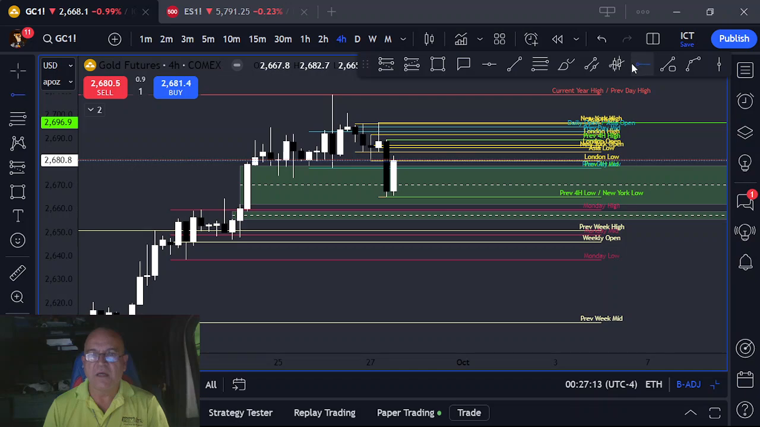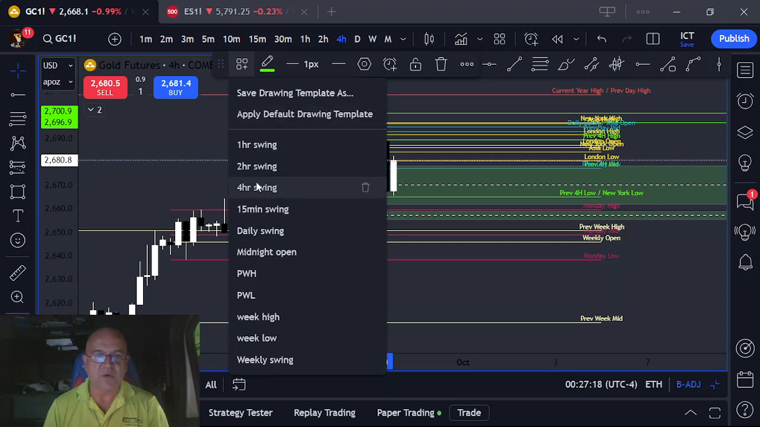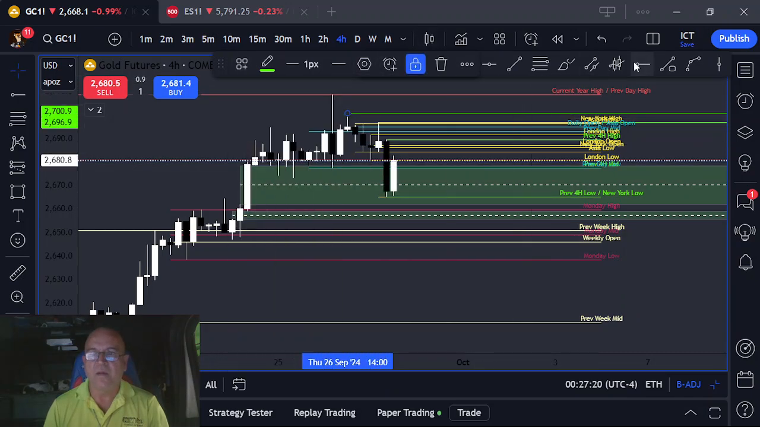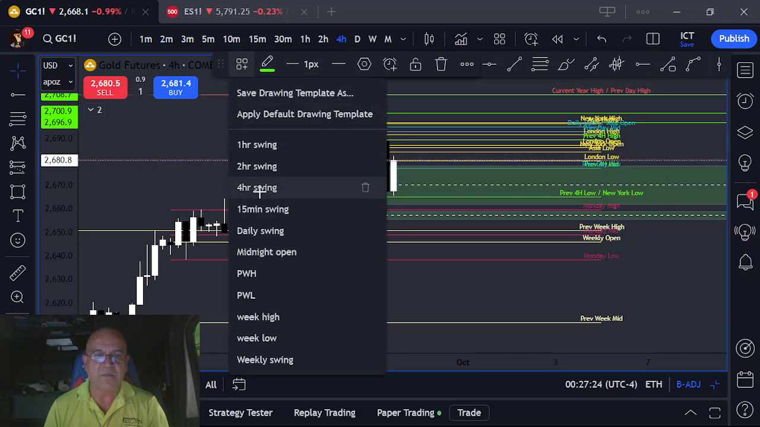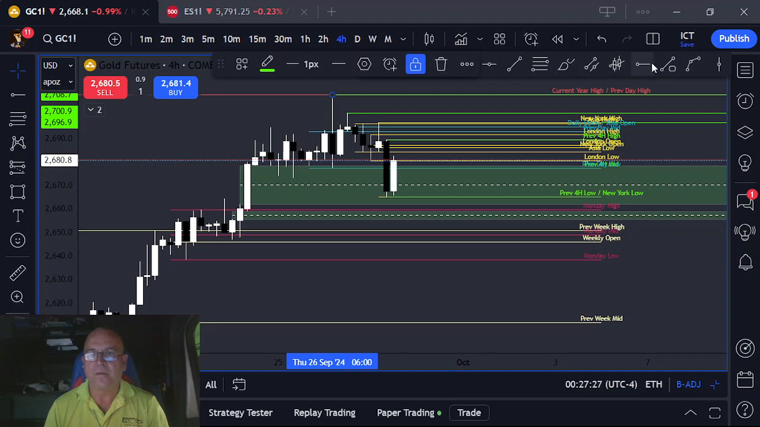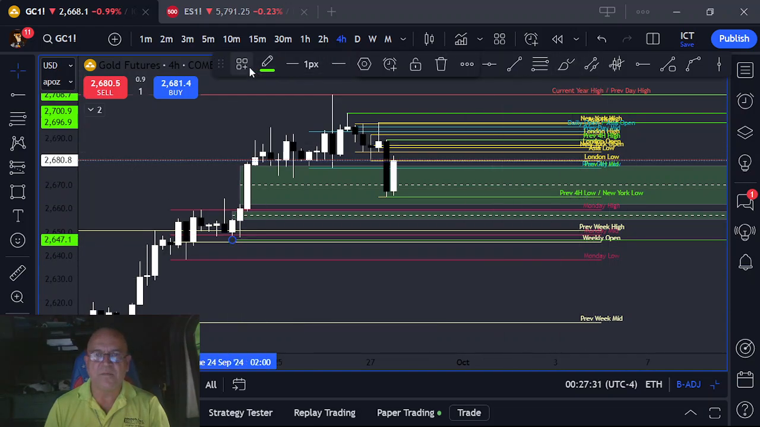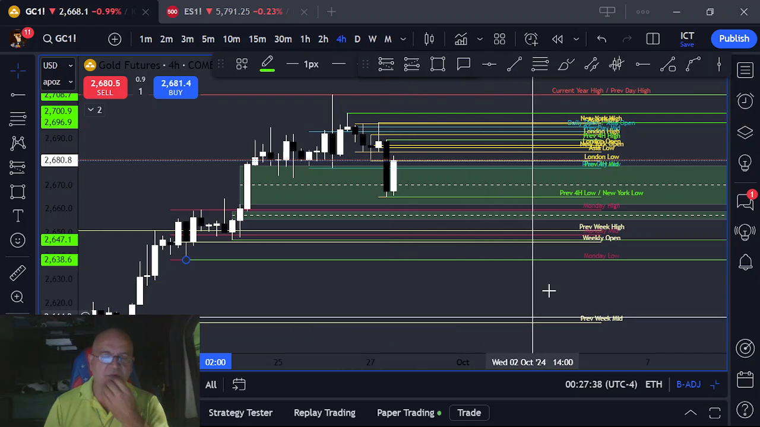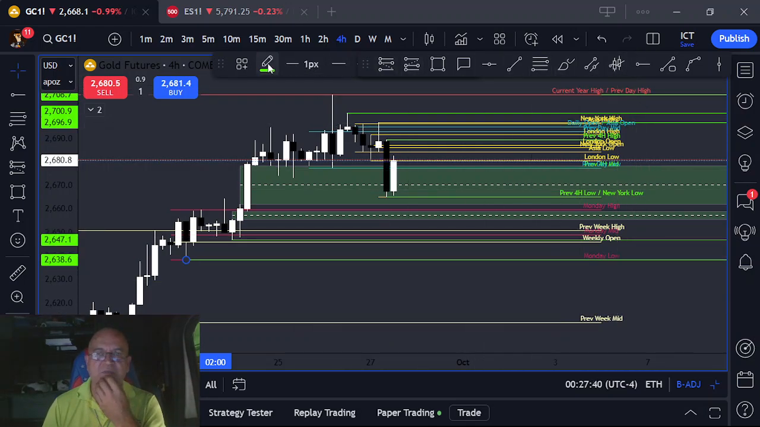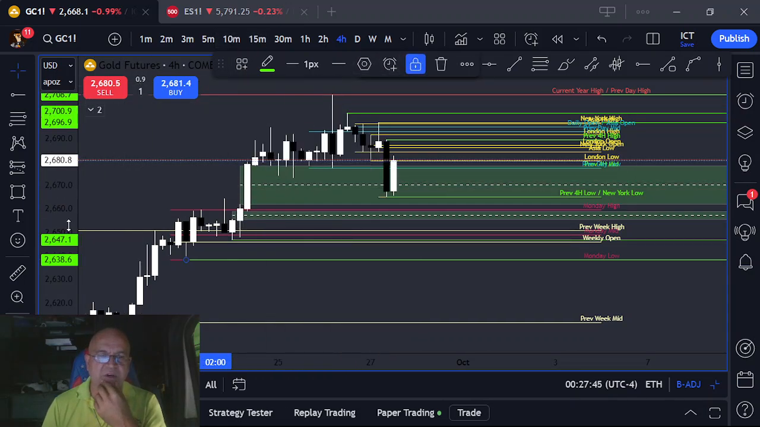There. In the right spot. Okay, just making sure. 4 hour swing point there. And 4-hour swing point there. Down below, this is our first one there. That one there, which was the Monday low. That's all I need on the daily chart.